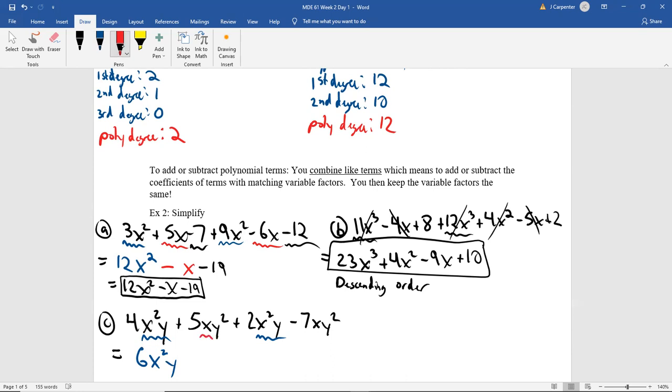Then we have a 5xy squared, a minus 7, excuse me, xy squared. I said the exact same thing, xy squared, which makes them like. 5 minus 7 is negative 2, so that's a minus 2xy squared. Just going to write this in the same color, 6x squared y minus 2xy squared. That's our final answer. We can't combine them because they're not like terms.